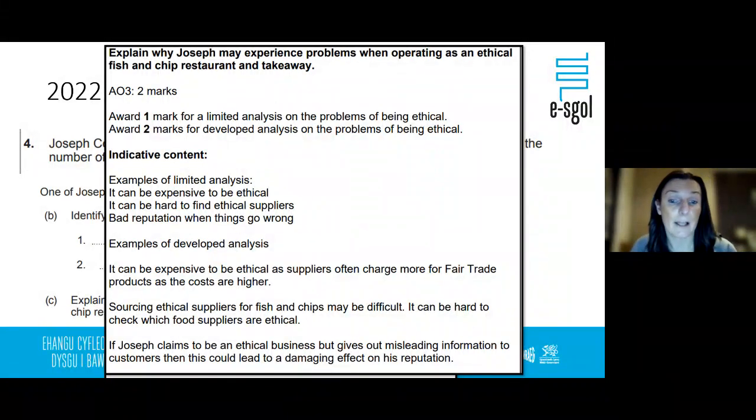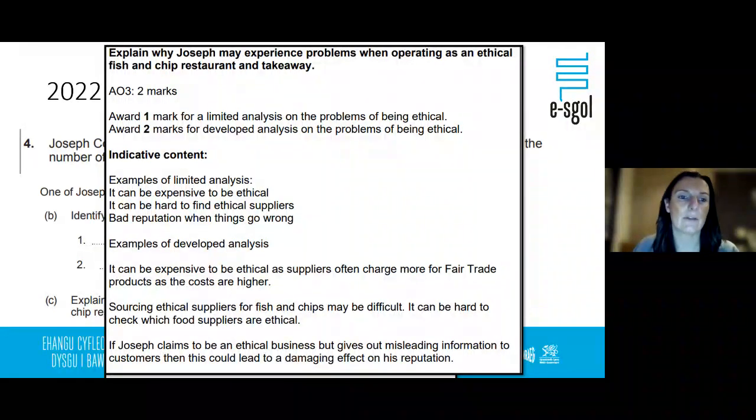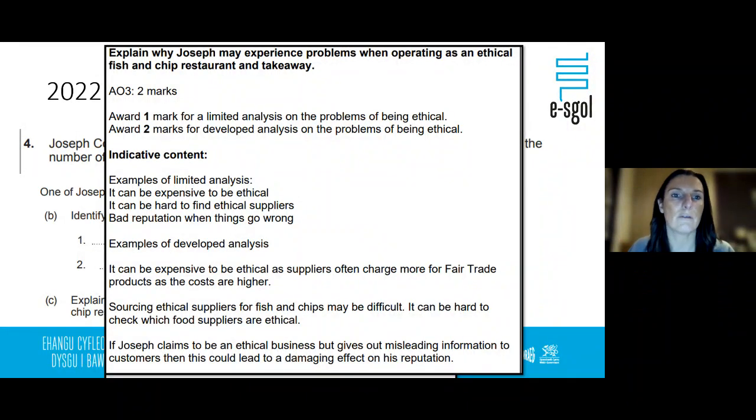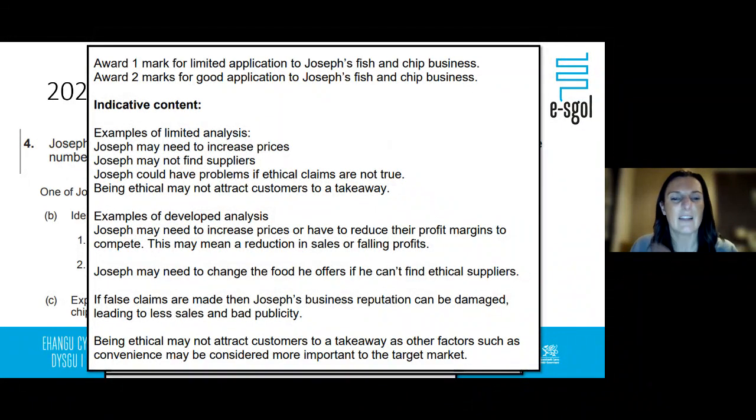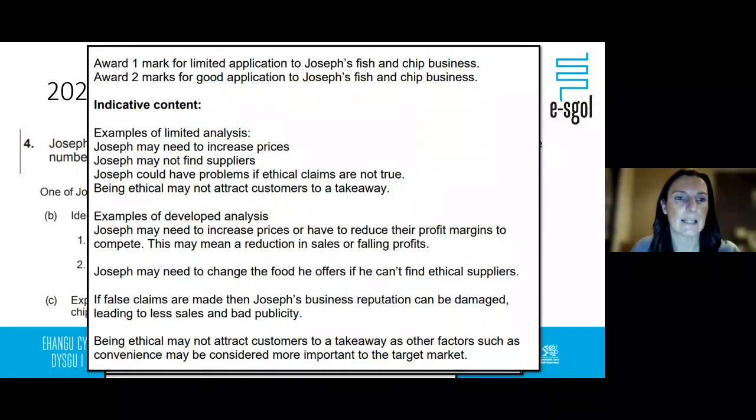Sourcing ethical suppliers for fish and chips may be difficult. It can be hard to check which food suppliers are ethical. And if Joseph claims to be an ethical business but gives out misleading information to customers, then this could lead to damaging effects on his reputation. Anything like that would allow you to get the 2 marks, and there's 4 marks on offer, so you're probably looking at doing 2 well explained answers. And again, that's just looking at those kinds of things there as well.